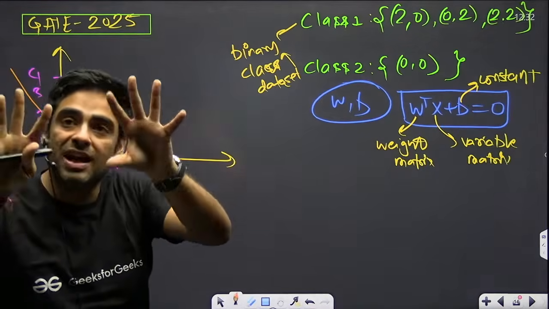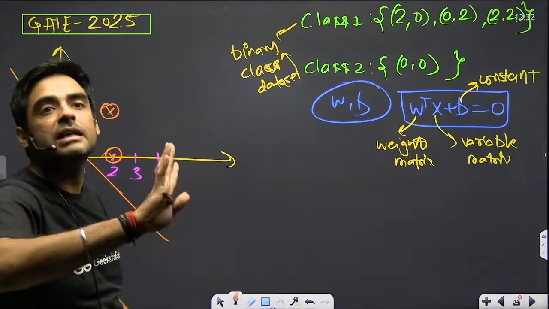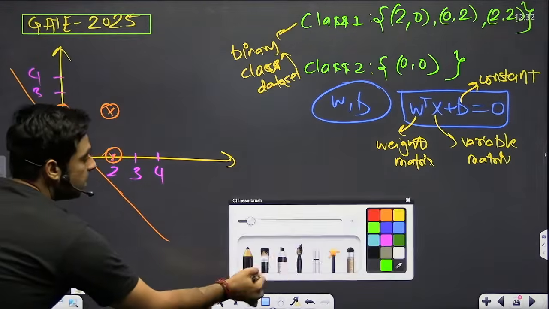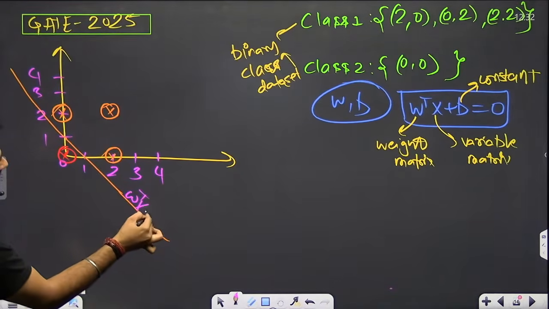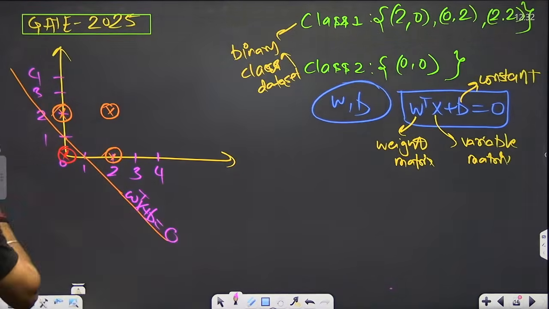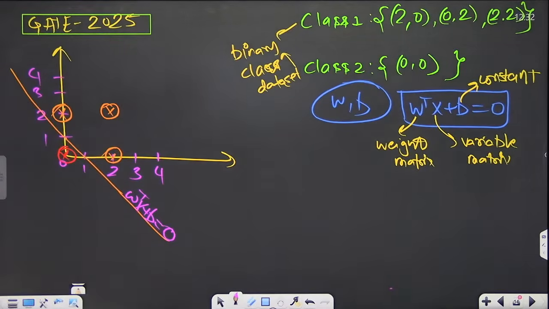If such a question comes, you have to assume the hyperplane equation at least once. So I would be assuming this, and I would be taking it of the form weight transpose into X plus B equals 0. So this is the main hyperplane equation.